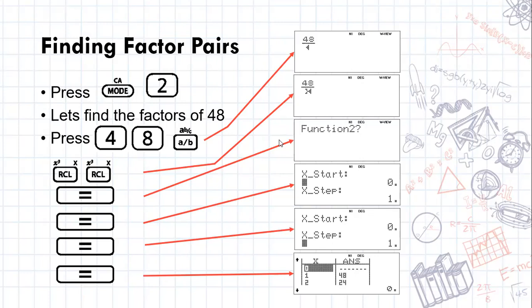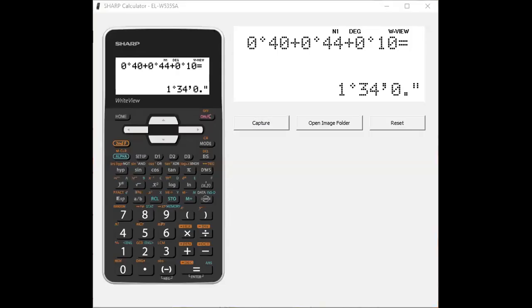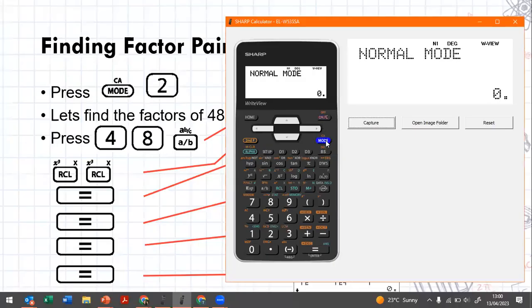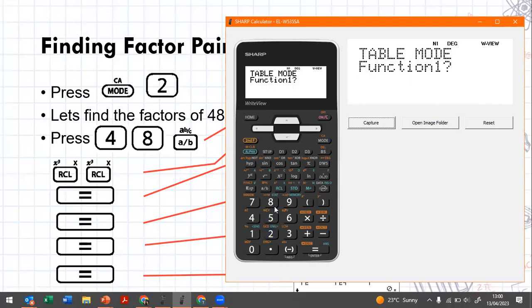So let's find factor pairs of a number. Here, I'm going to show you a great trick that you can do on your calculator. We want to find the factor pairs of 48. On your calculator, you're going to press mode and choose 2 for table. Now we type in 48 and we press our fraction button, this a/b, and we make an X underneath it by pressing RCL.